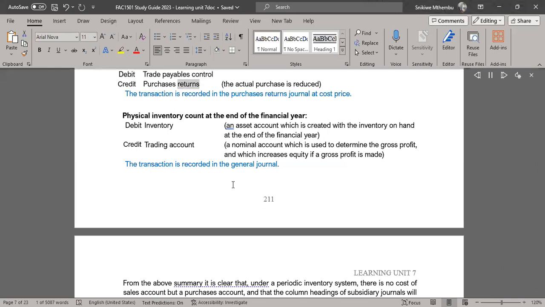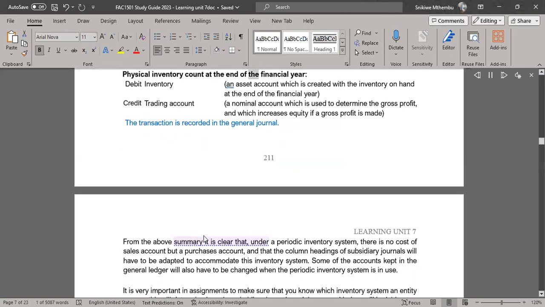Credit purchases returns: the actual purchase is reduced. The transaction is recorded in the purchases returns journal at cost price. Physical inventory count at the end of the financial year. Debit: Inventory, an asset account which is created with the inventory on hand at the end of the financial year. Credit: Trading account, a nominal account which is used to determine the gross profit, and which increases equity if a gross profit is made. The transaction is recorded in the general journal.